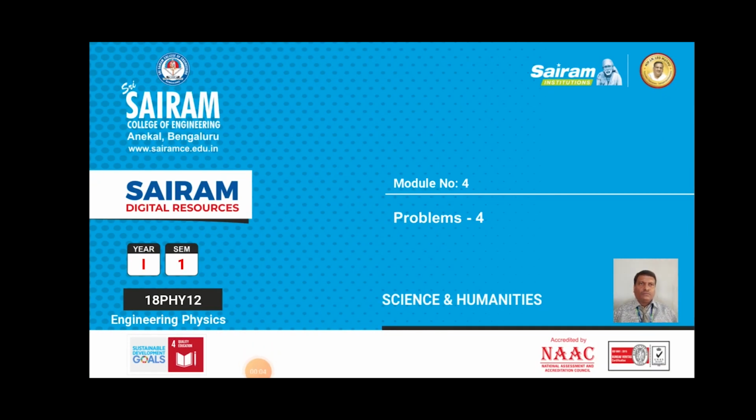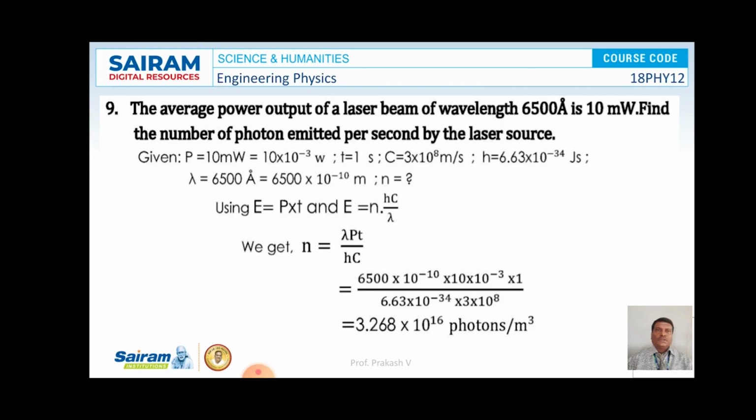In this video, I am going to explain problems on laser, which comes under module 4 of engineering physics prescribed by VTU. Now let us go to the problems. The average power output of a laser beam of wavelength 6500 angstrom is 10 milliwatts. Find the number of photons emitted per second by the laser source.